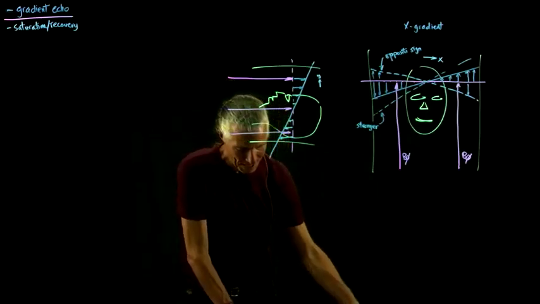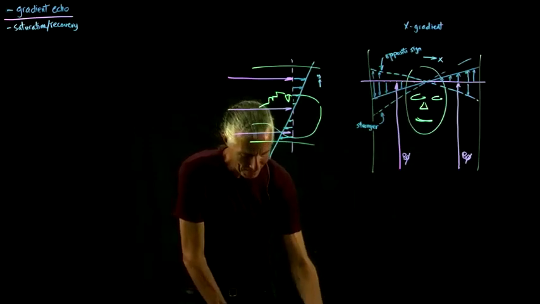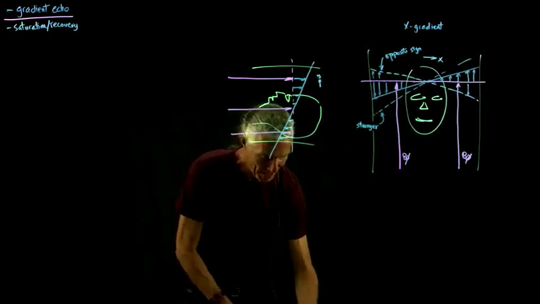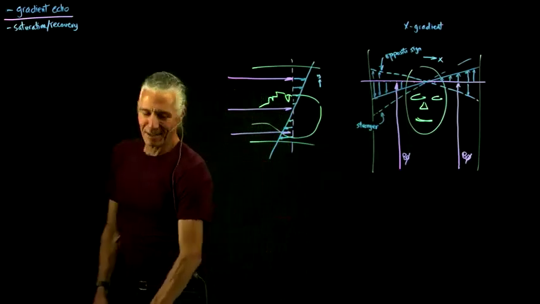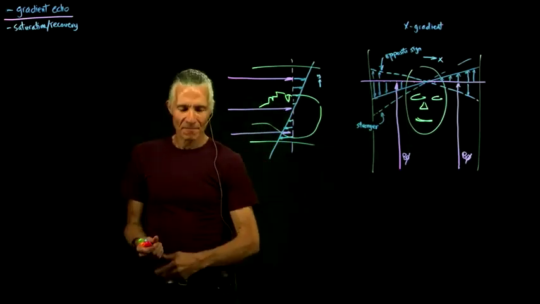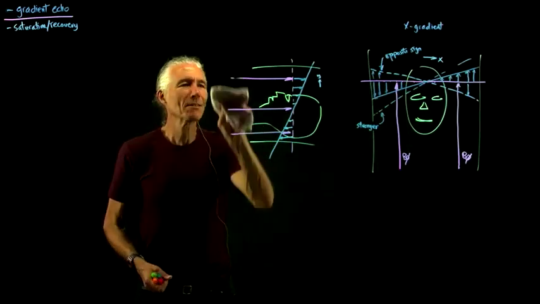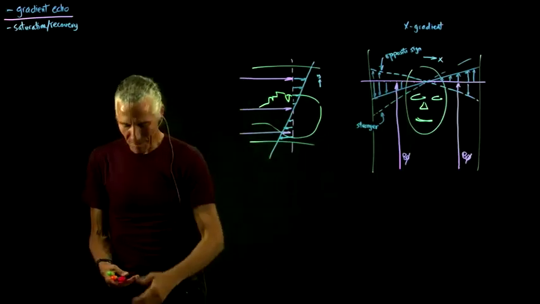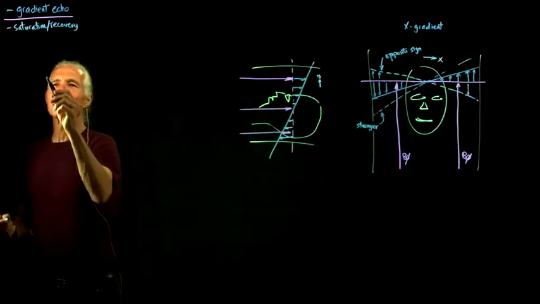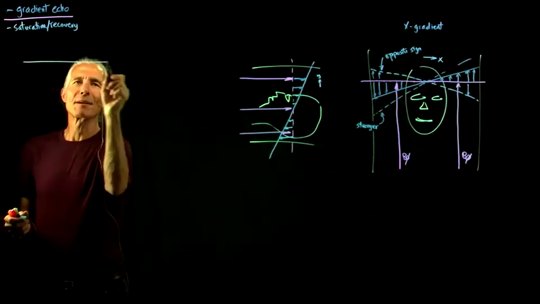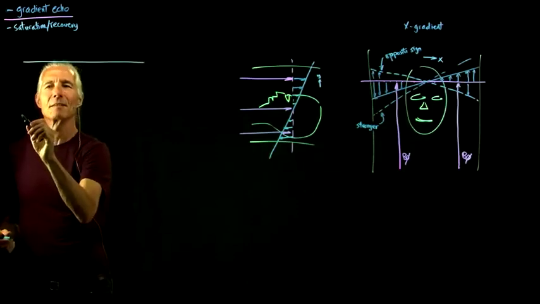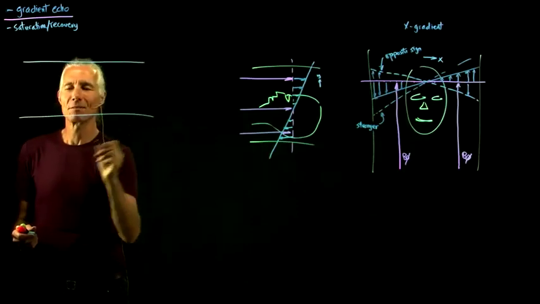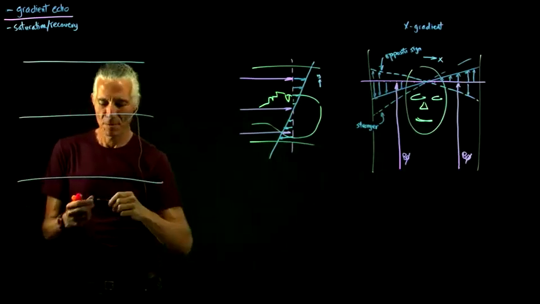So what does gradient echo look like? Gradient echo is where we mess it up. It's not as morally upstanding an echo as spin echo.